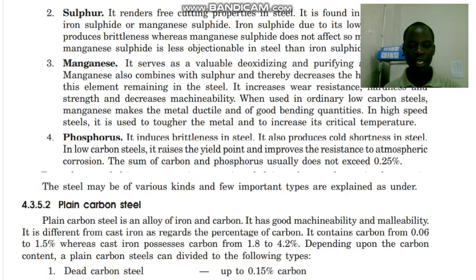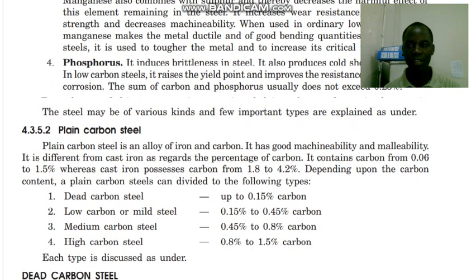So there are types of steels that are very important in the engineering field, and if you know them, then you can choose or select them for proper application in the engineering field. So we'll start with the plain carbon steel. We'll talk about its composition and majorly its property.